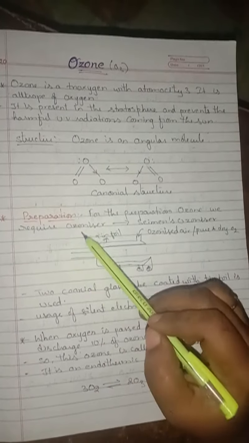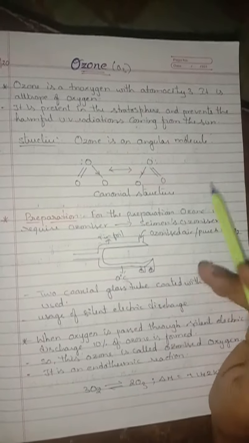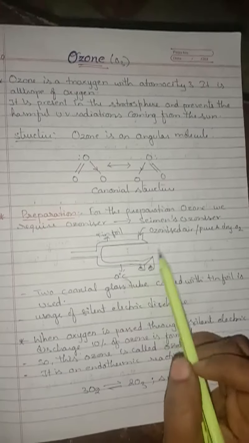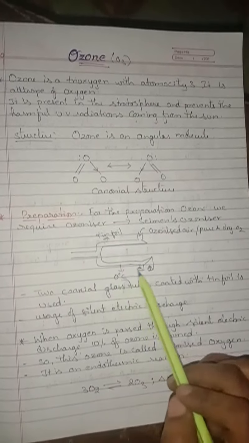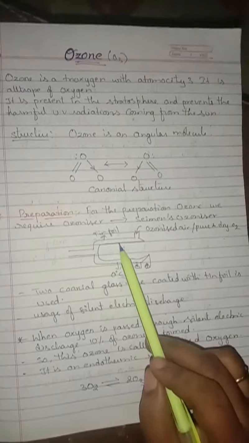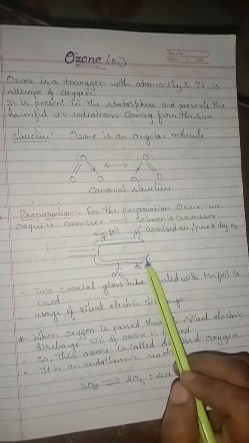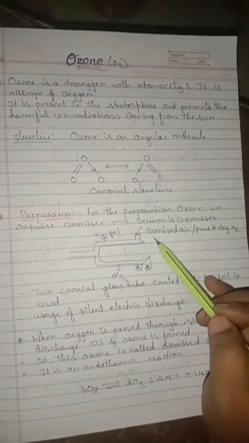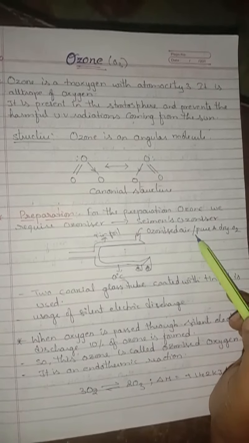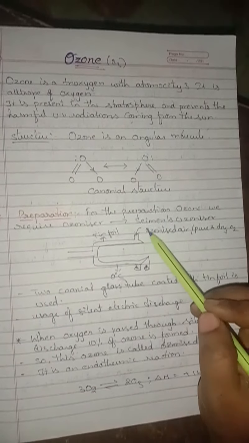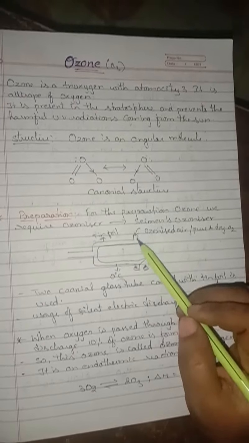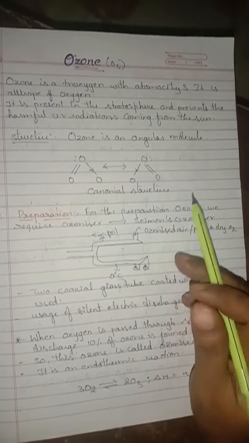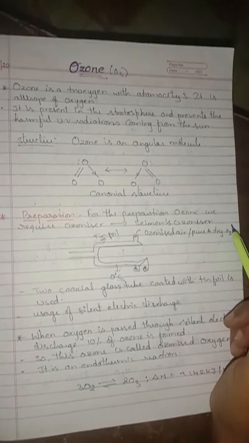If we move into the preparation of ozone, we require an ozonizer. In this method I am taking a Siemens ozonizer. Understand, the Siemens ozonizer consists of two coaxial glass tubes coated with tin foil. Here an opening is present through which pure and dry oxygen is sent in through this input.